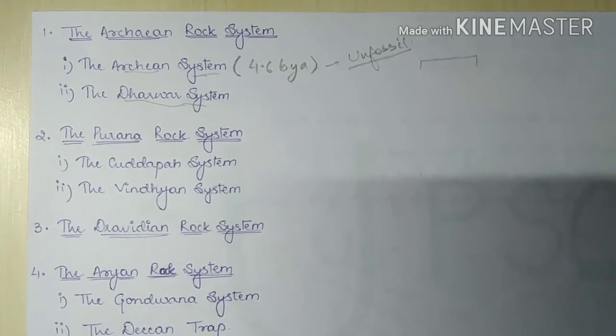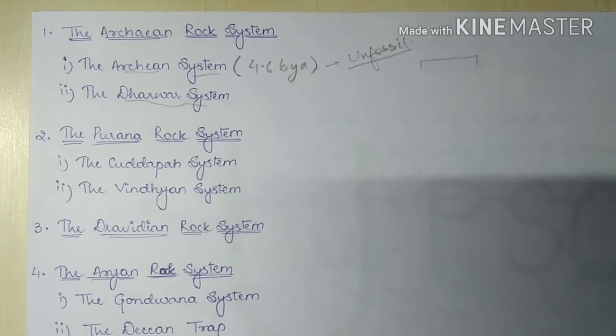Okay, so we have Dharwad and Bellary of Karnataka, then the central and eastern part of the Chotanagpur Plateau, and the Aravallis. So in these patches we can find the Dharwad formation. Now they are highly metalliferous and unfossiliferous. Okay, so they have metals, and they are basically unfossiliferous because during this time we had no life on the earth.